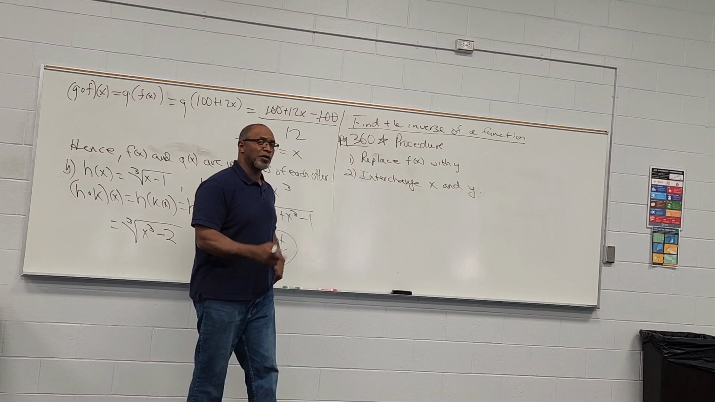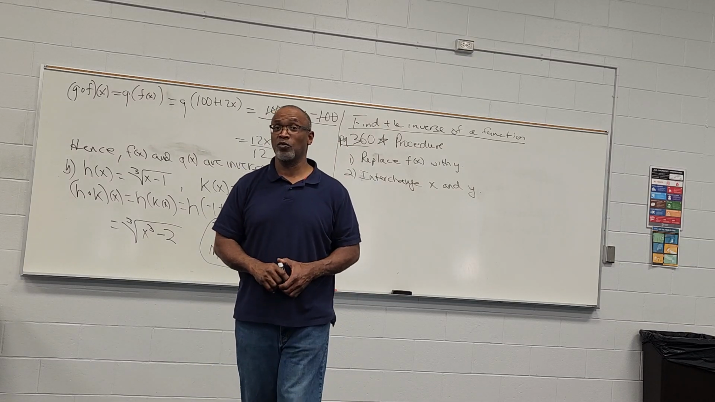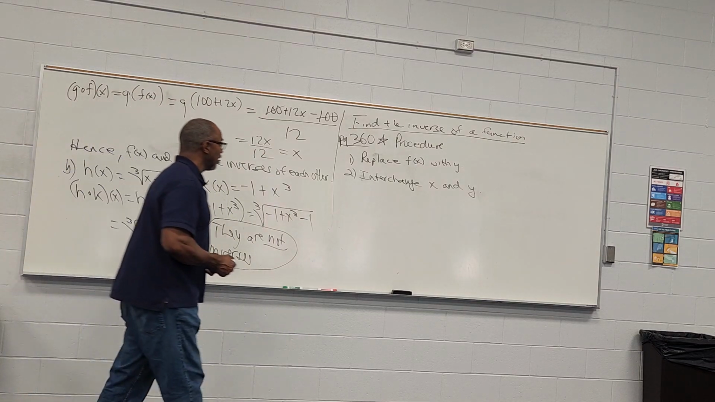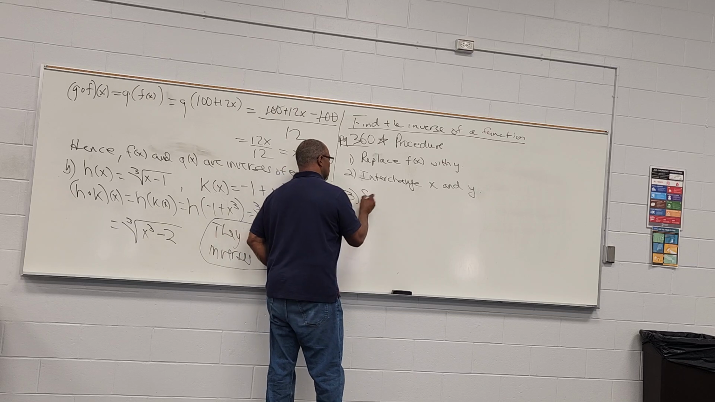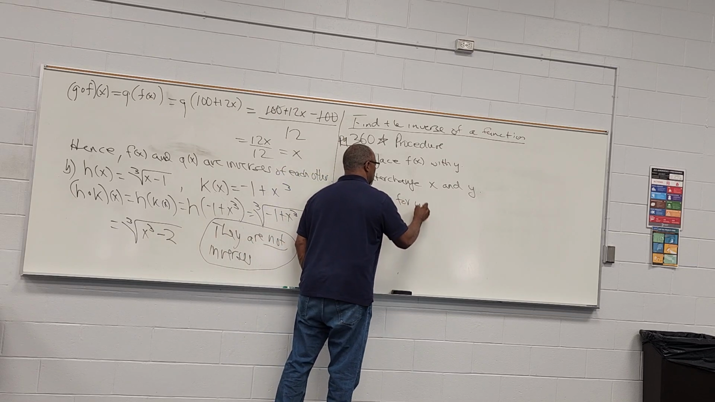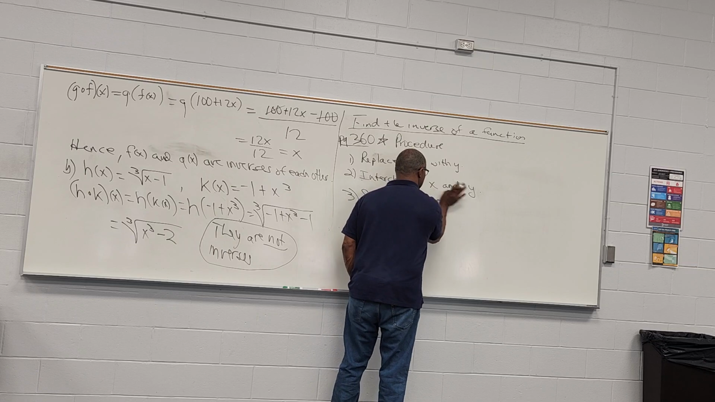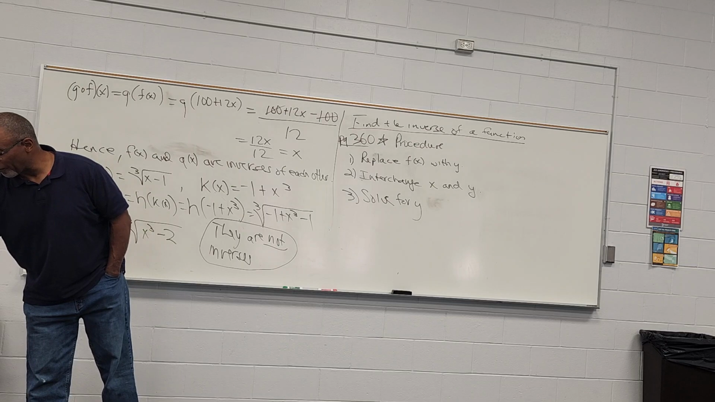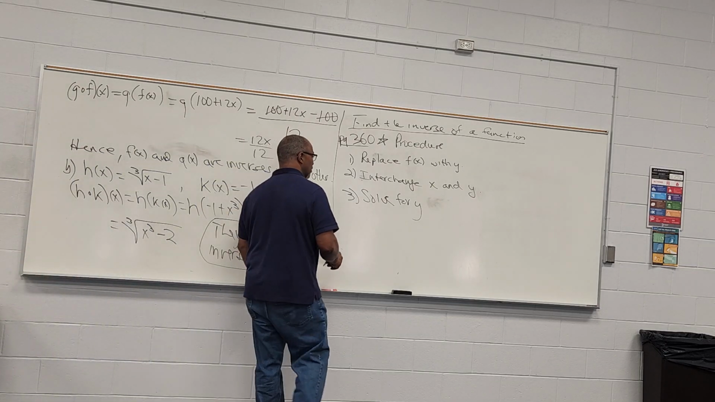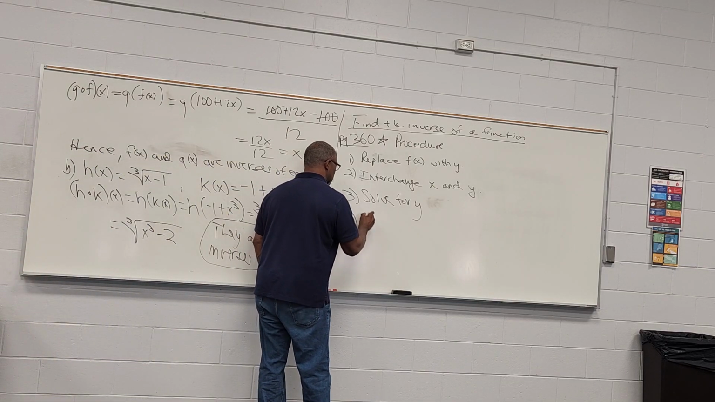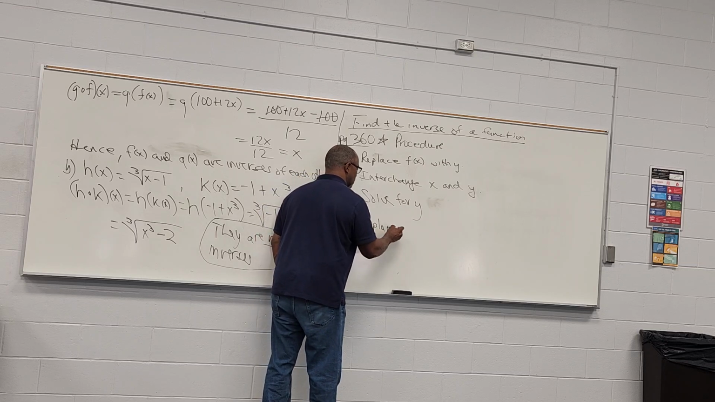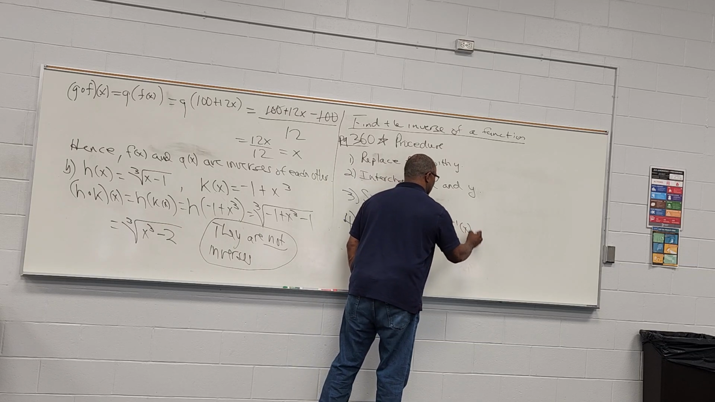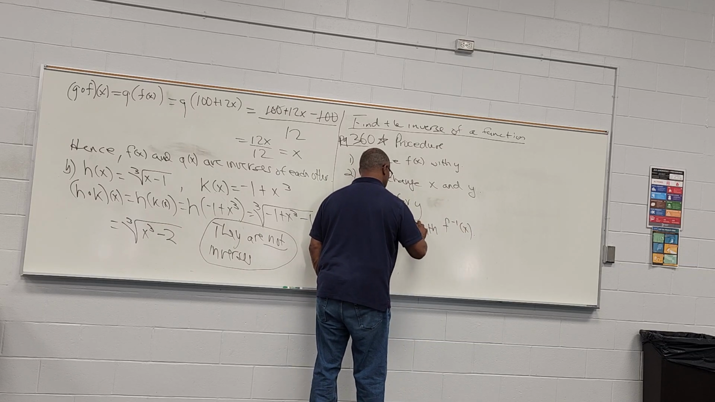So where I used to have a y, I'm going to replace it with x. Where I used to have an x, I'm going to replace it with y. I'm going to interchange the x and y. Next, I'm going to solve for y. Just solve for y. Okay? And step four, if I can solve for y, I found my inverse, and I'll replace y with my inverse notation, f inverse of x. Okay?